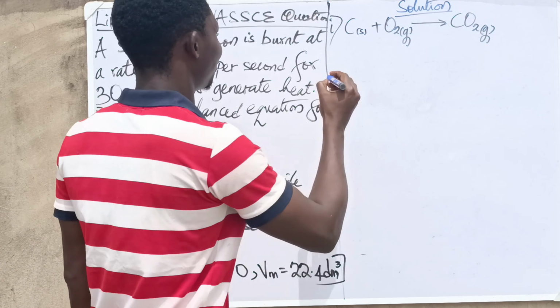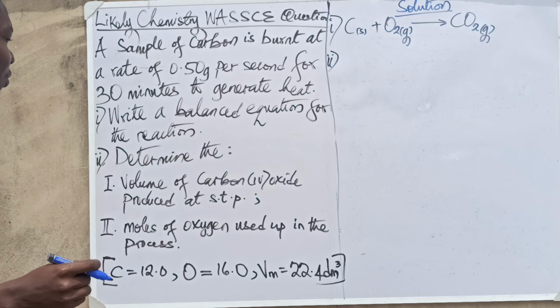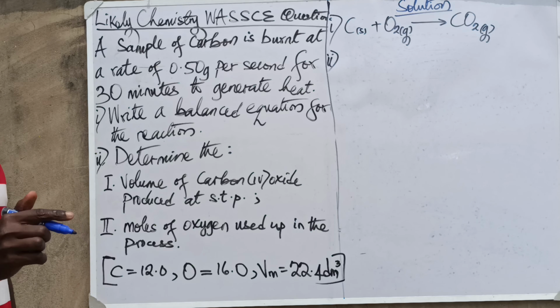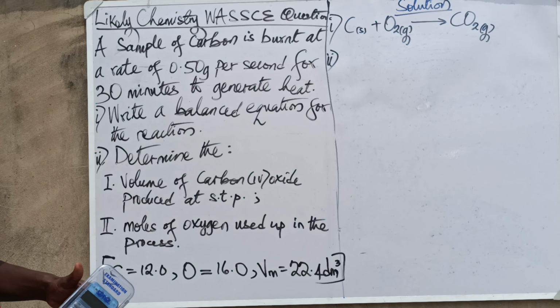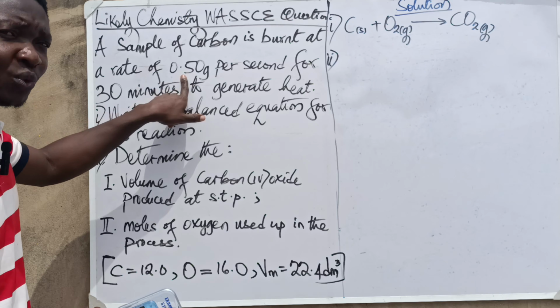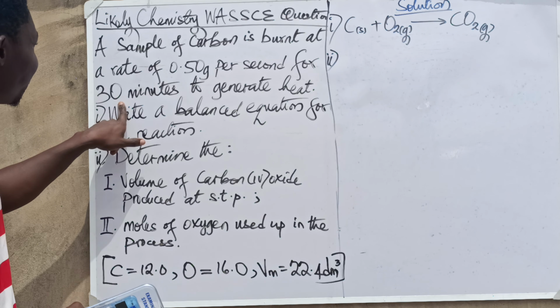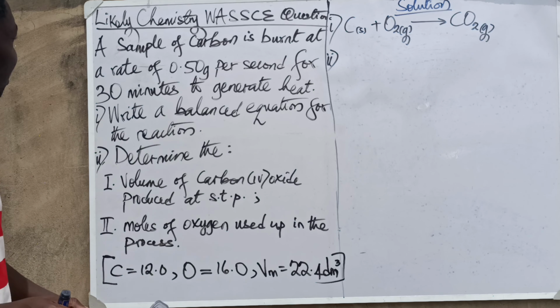Then the second question, which is determining the volume of carbon(IV) oxide gas produced at STP. All right, I must tell us at first that this is a question that has to do with calculations involving chemical equation. Just that we're not given the direct mass of carbon that burnt. They only gave us the rate at which it is burning and the time. And I believe with this, we can get the mass of carbon that actually burnt in this 30 minutes time.